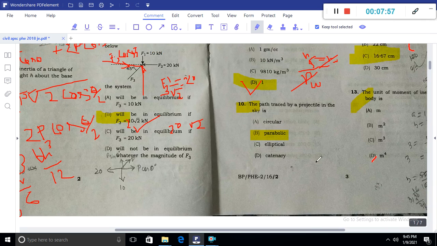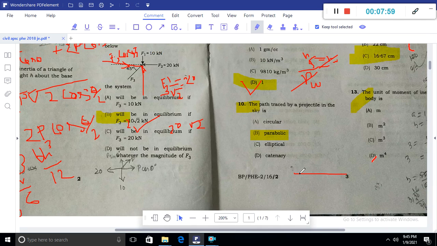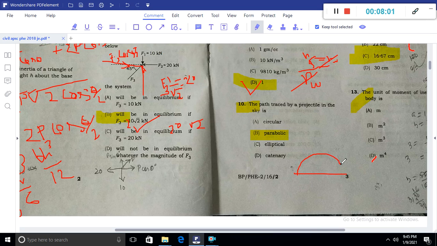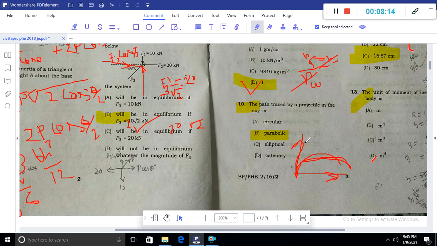The path traced by a projectile, the path a projectile follows actually has translational motion, or upward motion. So the path is basically parabolic, where there is an x component and a y component also there.